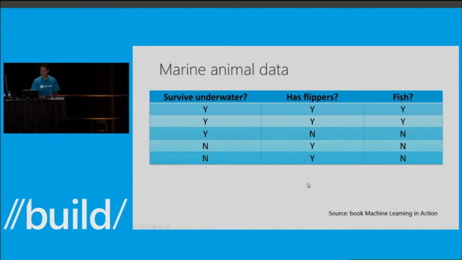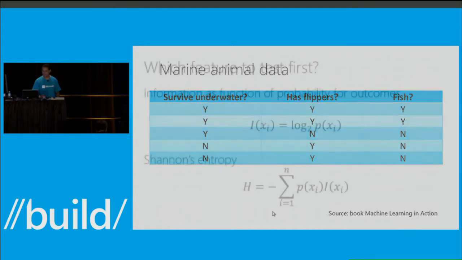Suppose I have this data here. This data has two features: if an animal survives underwater, or if it has flippers. And here is the output, if the animal is a fish or not. Pay attention, this is not a truth table, because if it was a truth table, it would have only 2 features times 2, 4 rows. No, this is real data that I collected somehow. And this is an example from one of the books that I recommended to you.